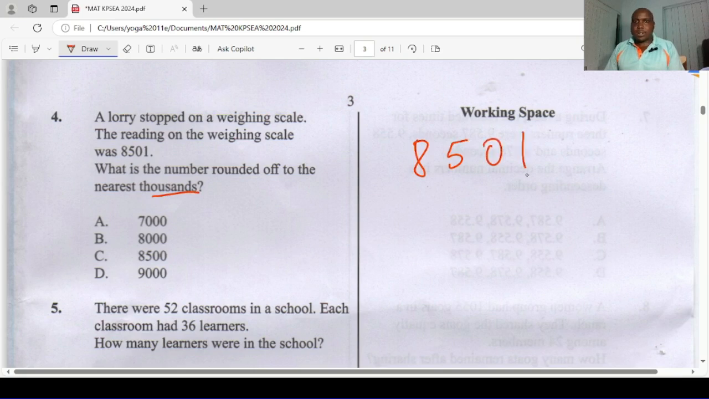8501. So this is ones, tens, 100, 1,000. So once we reach here where we have the 1,000, look at the number that is in front. If the number is 5 or greater, then it will increase this number by 1. If it is less than 5, 4, 2, 3, 1, it will not increase. But since it is 5, it will increase this number by 1, and the answer will be 9,000.